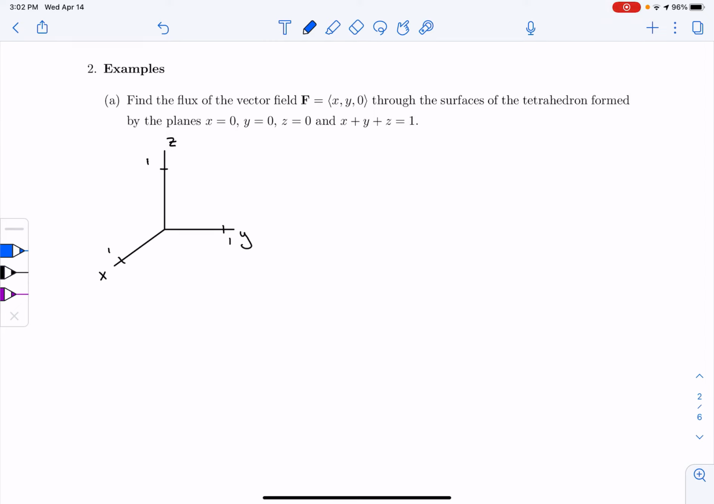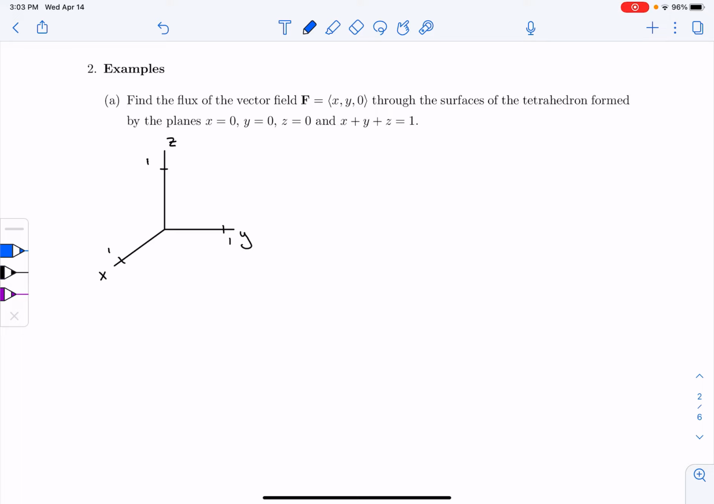We will now look at some examples of surface integrals that involve flux. So this first example asks us to find the flux of the vector field F equal to x, y, and 0 through the surfaces of the tetrahedron formed by the planes x equals 0, y equals 0, z equals 0, and x plus y plus z equals 1.